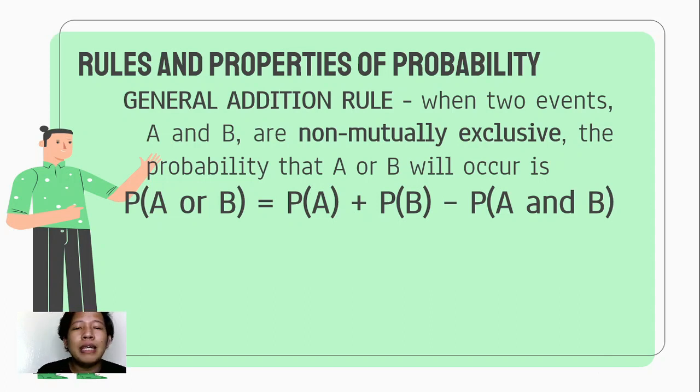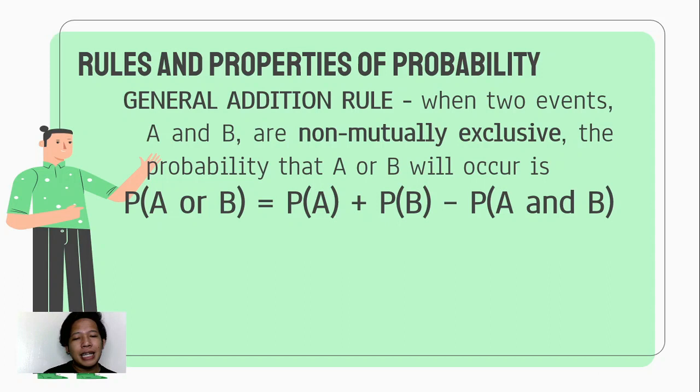Kung mutually exclusive events, hindi siya pwedeng mangyari at the same time. Kung non-mutually exclusive events, pwede siya mangyari at the same time. Okay, merong common dun sa dalawang event. That is when we do the general addition rule.